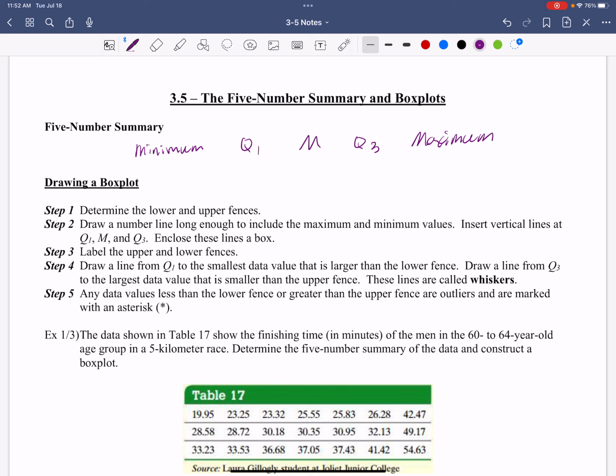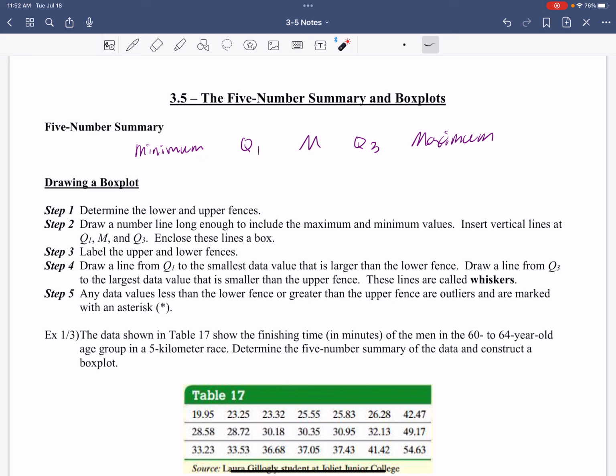I caught myself there for a second. Remember also the median is the same thing as quartile 2 that we talked about last time. Those are synonymous, so we're going to call it a median this time. So minimum, quartile 1, median, quartile 3, maximum. Those are your 5 numbers.